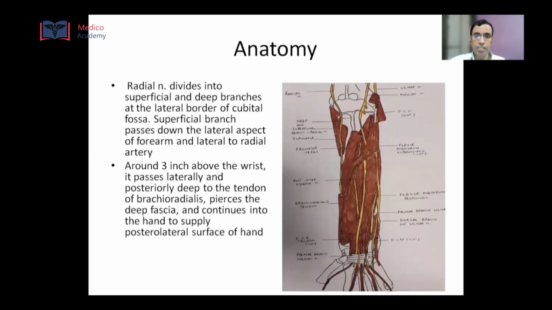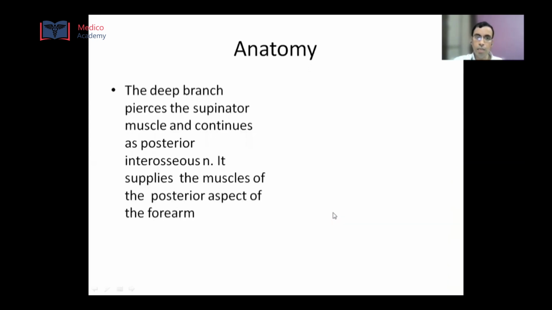The radial nerve divides into superficial and deep branches at the lateral border of the cubital fossa. The superficial branch passes down the lateral aspect of the forearm, lateral to the radial artery. At around 3 inches above the wrist, it passes laterally and posteriorly deep to the tendon of the brachioradialis muscle. It pierces the deep fascia and continues into the hand to supply the posterolateral surface of the hand. The deep branch pierces the supinator muscle and continues as the posterior interosseous nerve, which supplies the muscles of the posterior aspect of the forearm.